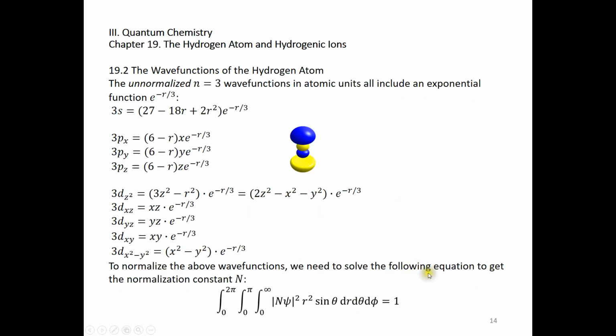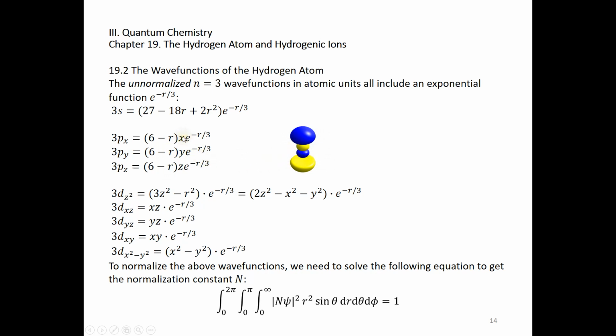So now let's look at the shape of some of the functions. Again, the 3s orbital is an exponential function multiplied by a second order polynomial function of r, and we have two roots here. That means we have two spherical nodes. And we also have 3p orbitals. They have one spherical node when r equals 6, so we can see a spherical node over here when r is equal to 6.